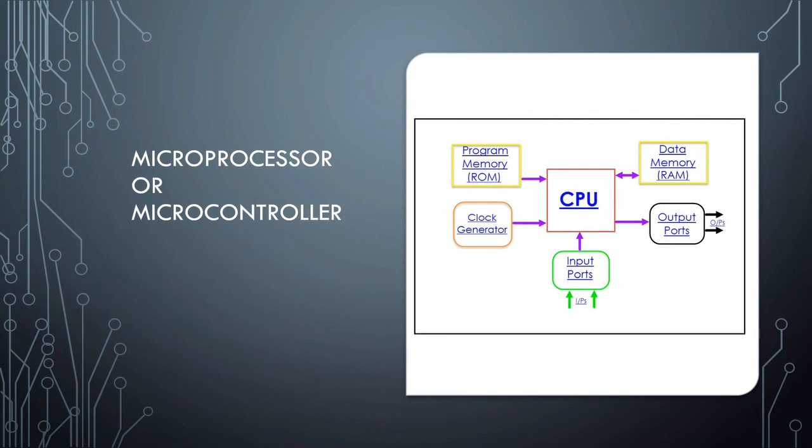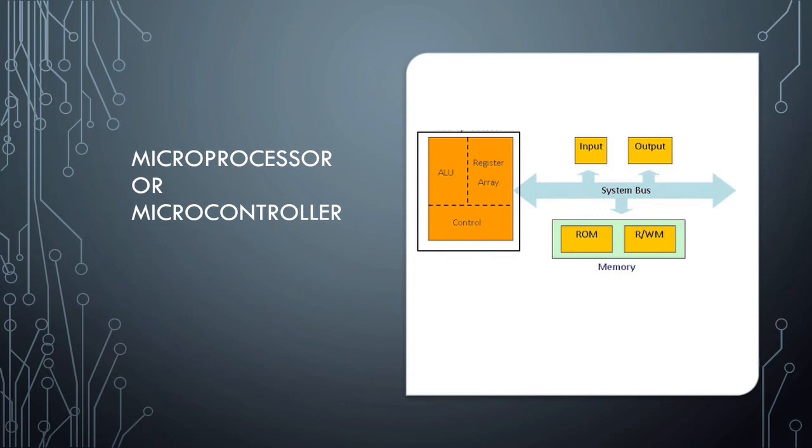So based on this example, we have these components here. Please take a second and determine if you think this is a microprocessor or a microcontroller. We have a CPU. We don't see the ALU, but it's here, right? We have input ports, output ports, RAM, ROM, and a clock generator. And because we have all of these components, that means that this is going to be a microprocessor.